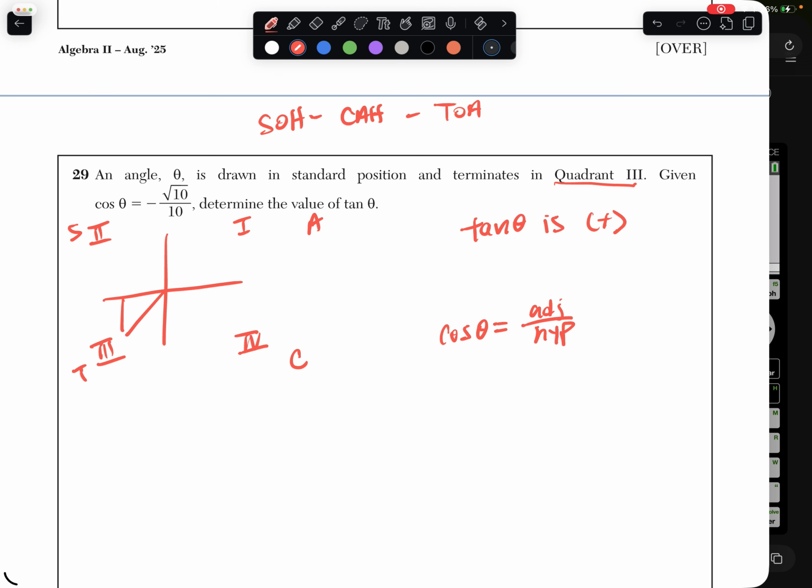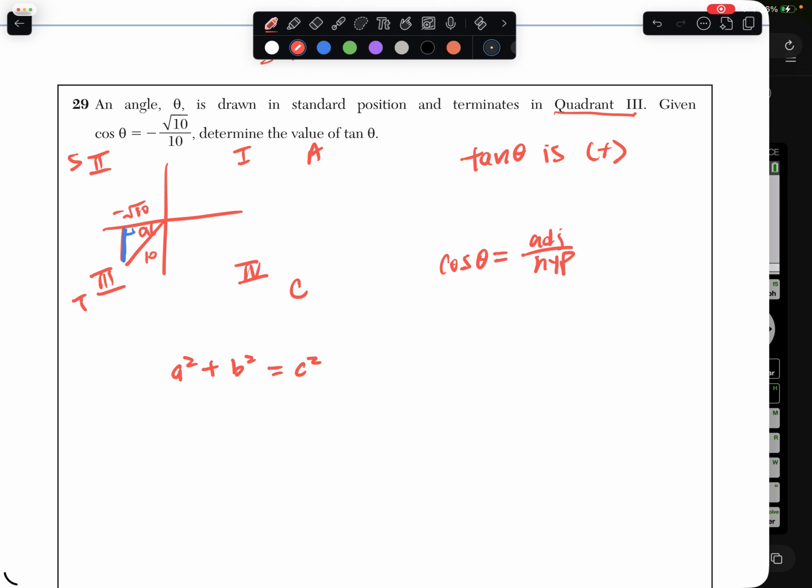So this is going to be my angle. Well, I'm actually going to use alpha because this is my reference angle. Then the adjacent is negative root 10, and my hypotenuse is going to be 10. I want to find out what this side is. We have a right triangle here, so we can just use the Pythagorean theorem: a squared plus b squared is equal to c squared.